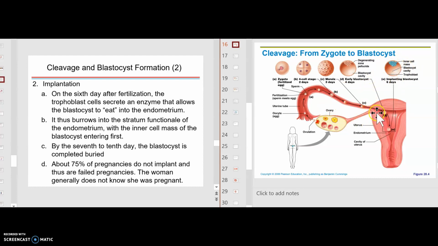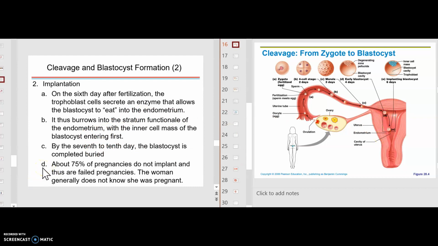Now let's go time-wise. About 4 days, let's say, this ball of cells, the blastocyst, has entered into the uterus. Now, in about 6 to 7 days, it's going to start to burrow into the wall of the uterus at the layer of the stratum functionale of the endometrium. On the 6th day after fertilization, the trophoblast cells secrete an enzyme that allows the blastocyst to eat into the endometrium. It burrows into the stratum functionale of the endometrium with the inner cell mass of the blastocyst going first. So this layer goes first. That's going to be the first one going in.